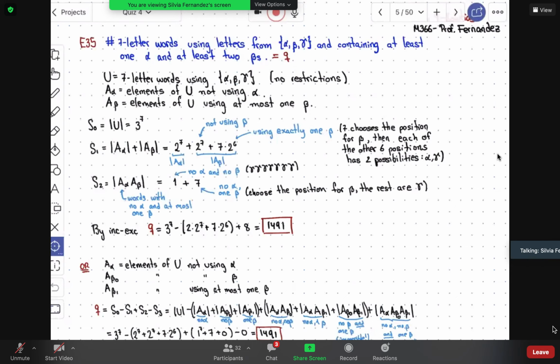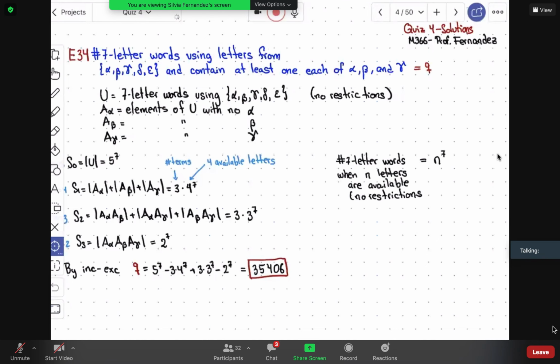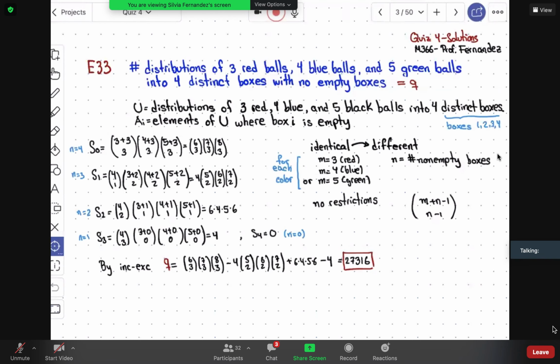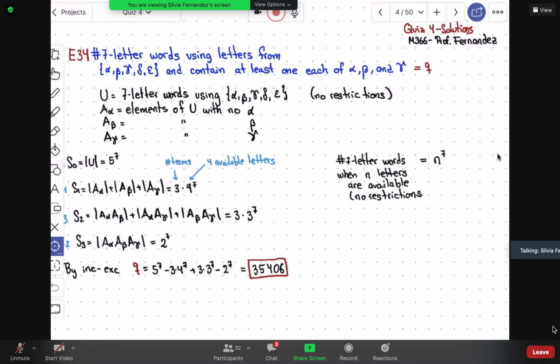Let's see, there's another. What's it, the first one? Oh, this is distributions. Yeah. And I think we did another one, maybe E45. You can take a look. You can go back to the notes that we had for inclusion exclusion. Look for all the problems that have strings and see. You can practice with those.